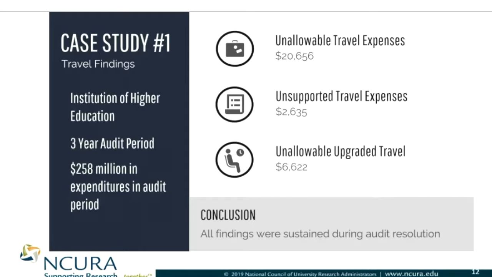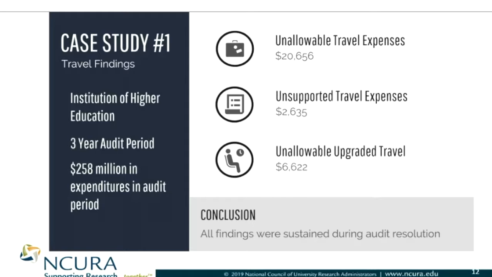$2,600 in unsupported travel expenses, this related to supporting documentation that wasn't legible. The university was unable to identify the traveler's name, the location of travel, or the travel dates within the supporting documentation that they provided to our auditors.